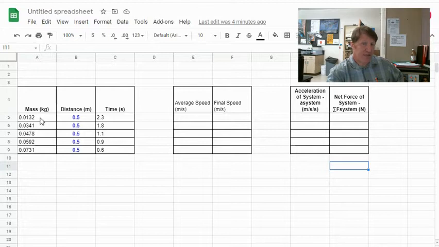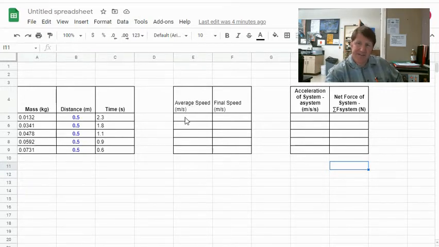Again, your number should get larger as you go down because this is for 1 washer, 2 washers, 3 washers, 4 washers, and 5 washers. And then the times should decrease as the cart is going to have a greater and greater acceleration. So then I just added in these 2 columns, and you don't have to make it nice and pretty like this. I just type this in, and so I want to find my average speed.